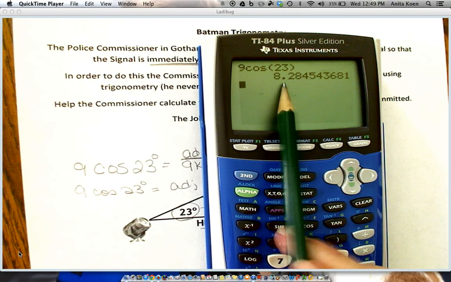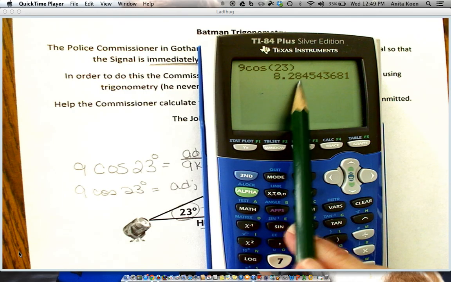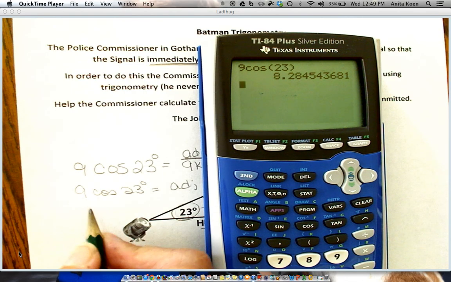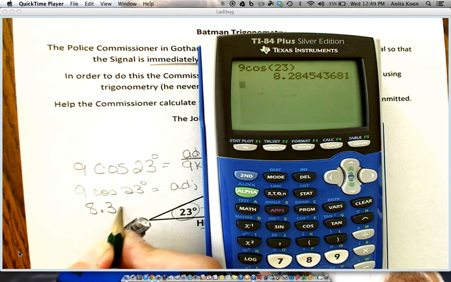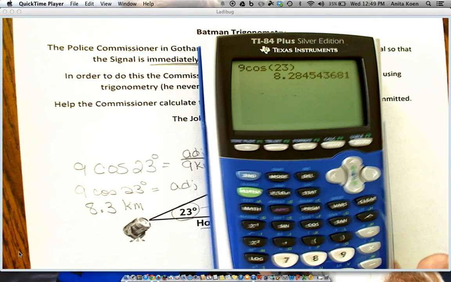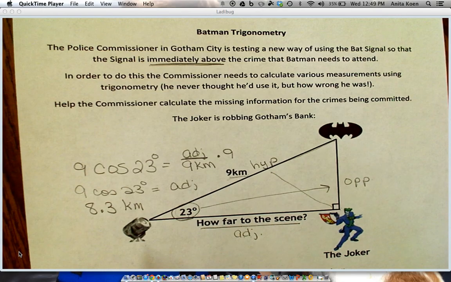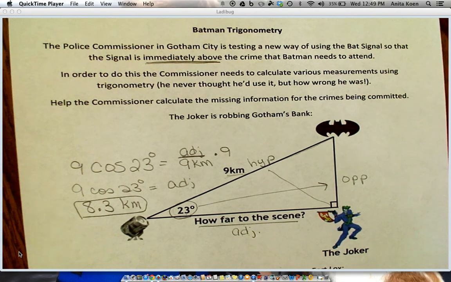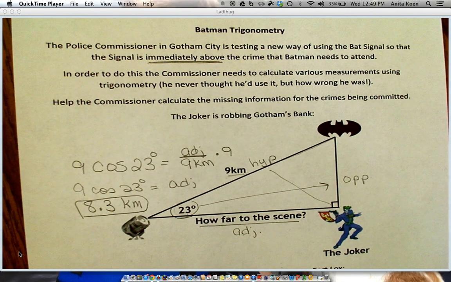We're going to round to the tenths place, so this 8 will make the 2 round to a 3. So the adjacent side is 8.3 kilometers. So that's how far Batman will have to go, 8.3 kilometers from the light to get to where the Joker is.